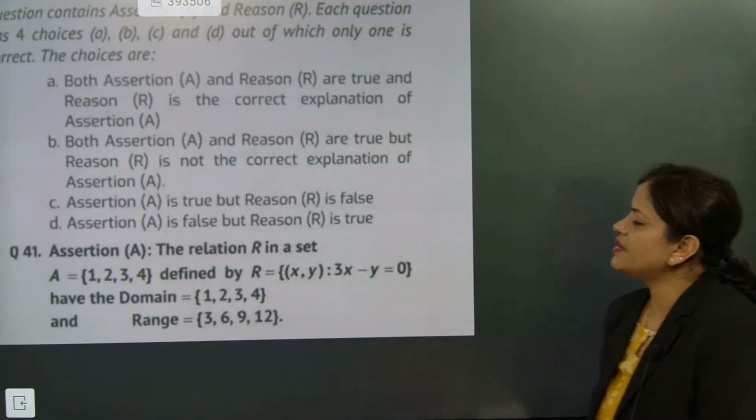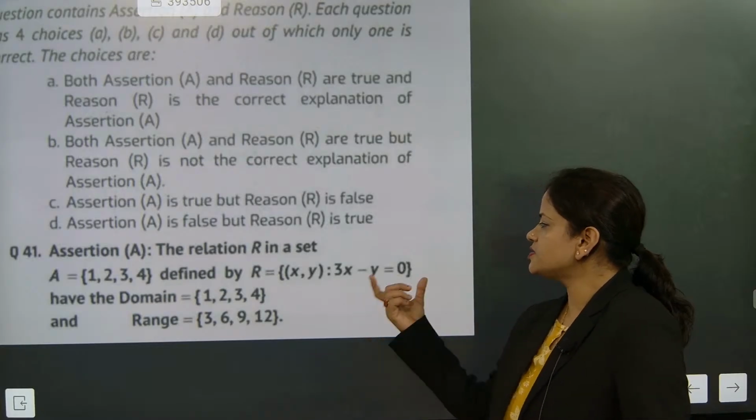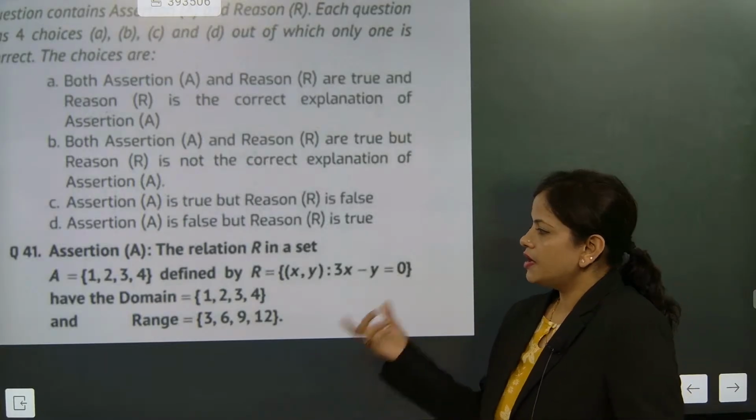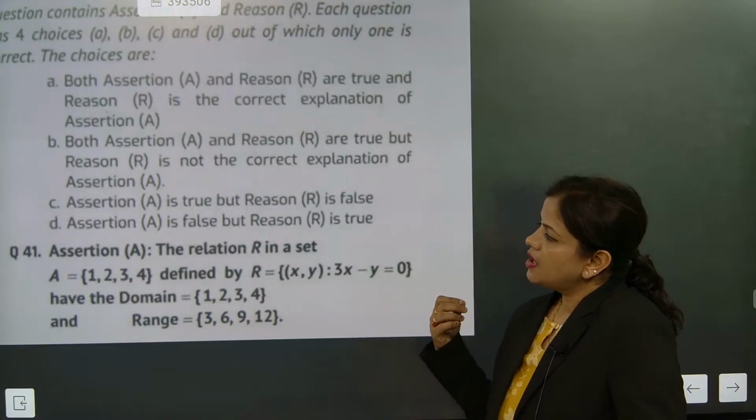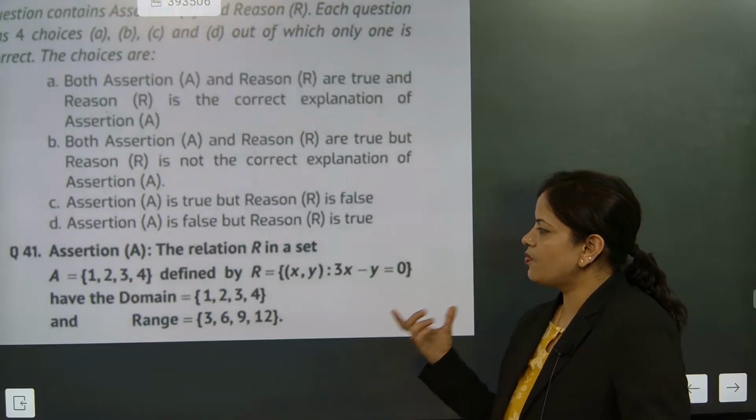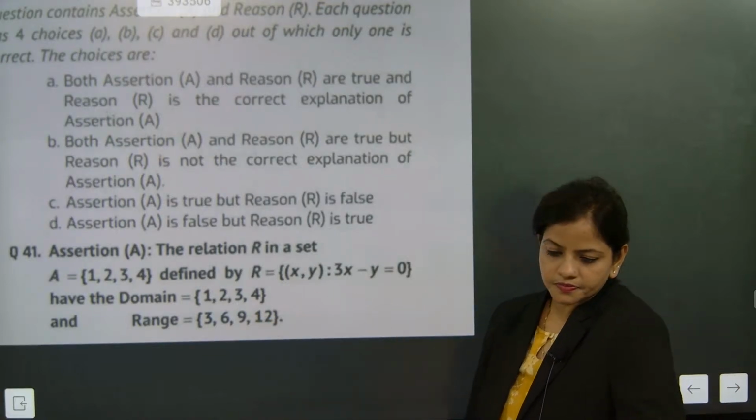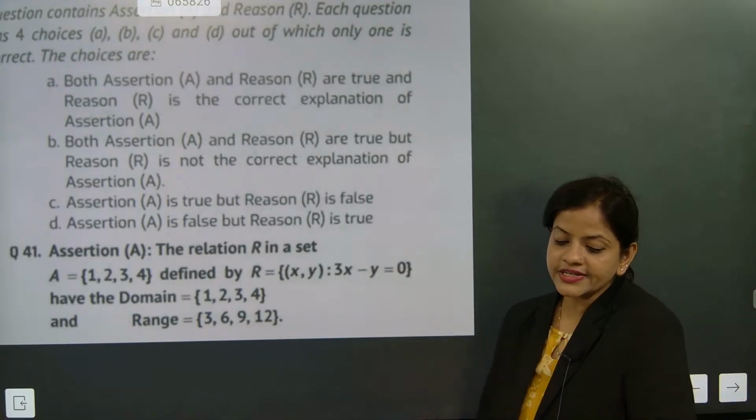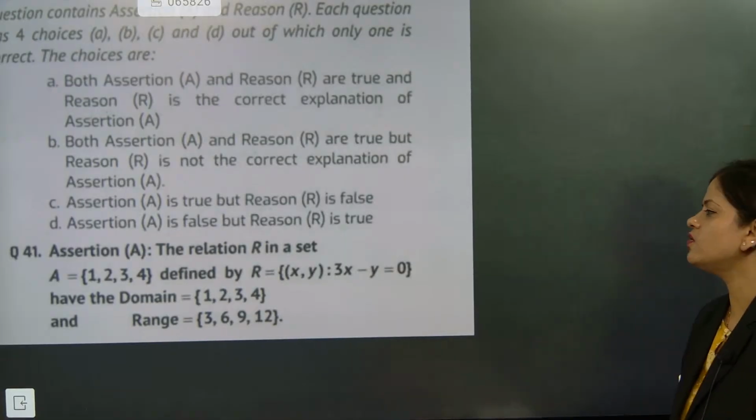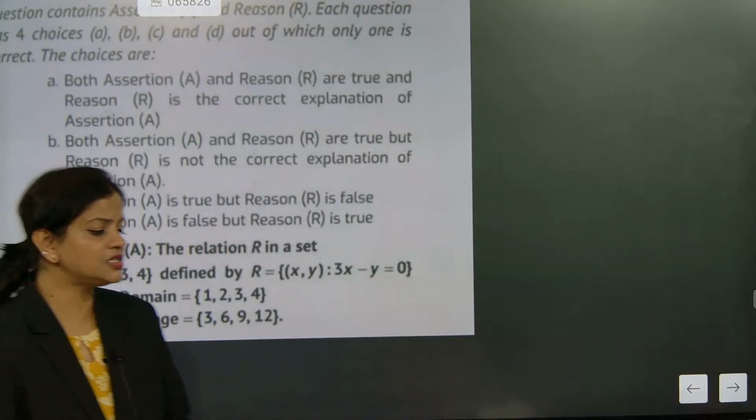The relation R in the set A equal to {1, 2, 3, 4} defined by 3x minus y equal to 0. Domain is 1, 2, 3, 4. Range is 3, 6, 9, and 12. Is the domain correct? 41. Is it correct? How to check this one out? First, I am teaching you this. Is false option. See, listen.